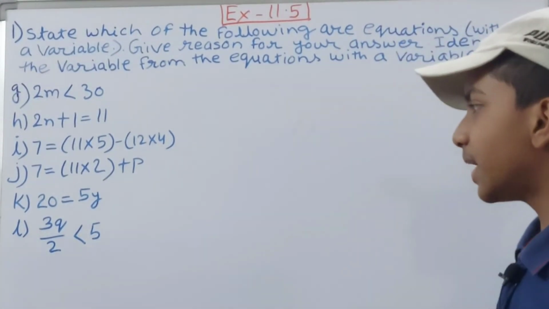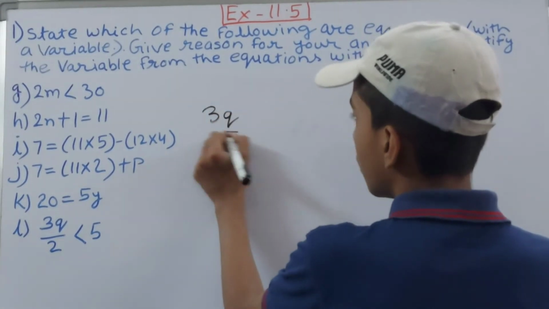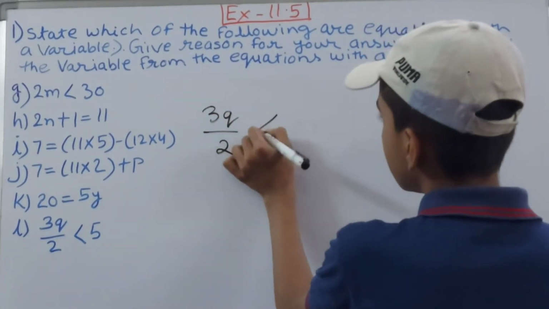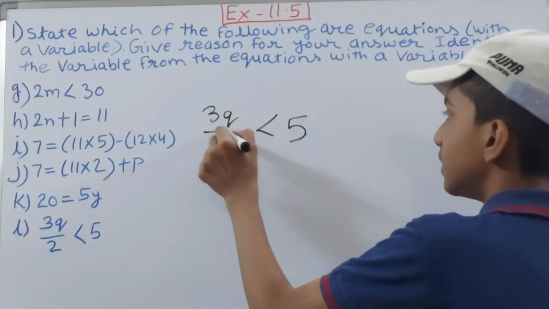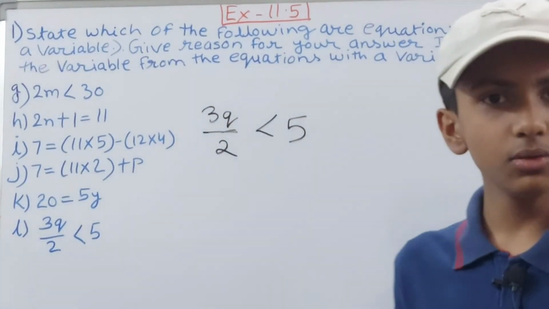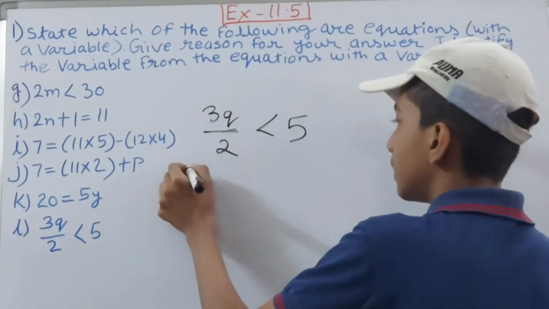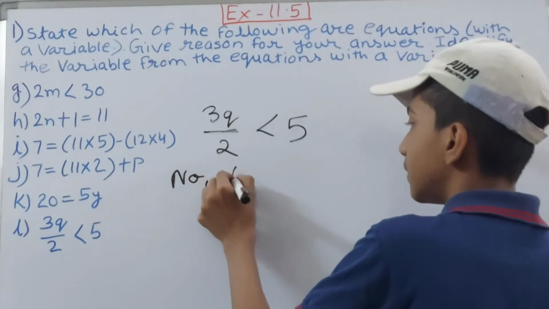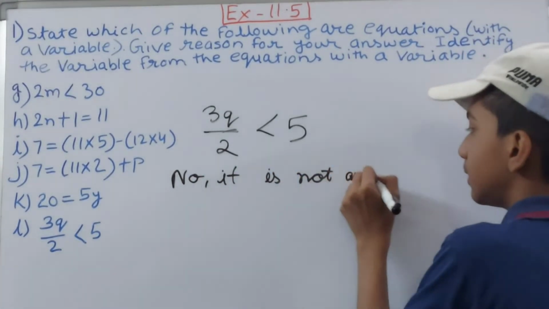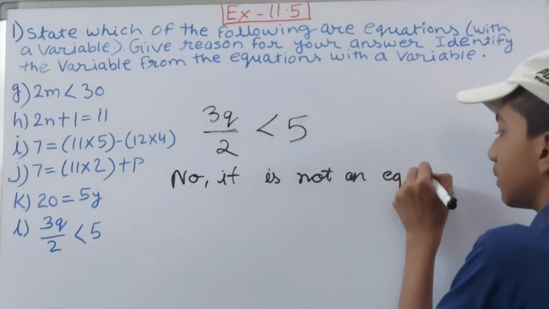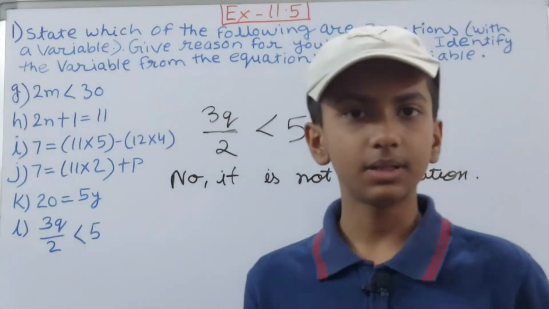Now next part is L part. This is 3q upon 2 is smaller than 5. Now you see here, yes, you can see this is a variable here, q, but again we do not have any equal sign over here. So no, it is not an equation because equal sign is very important. So no, it is not an equation, right? Okay, let's move on to the next part.